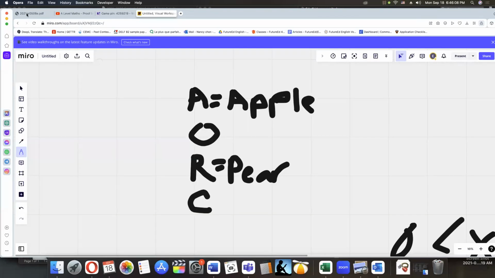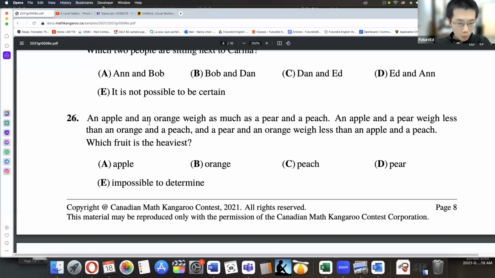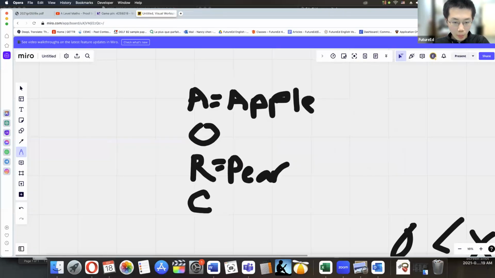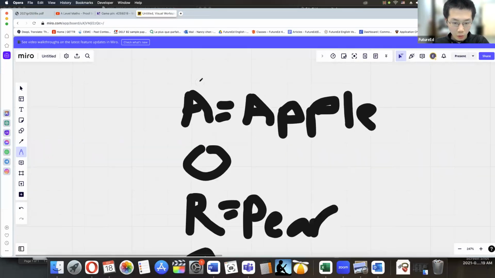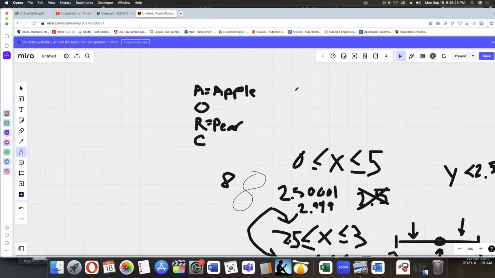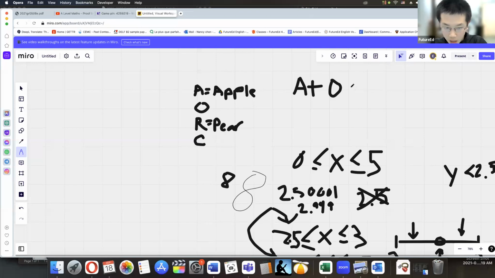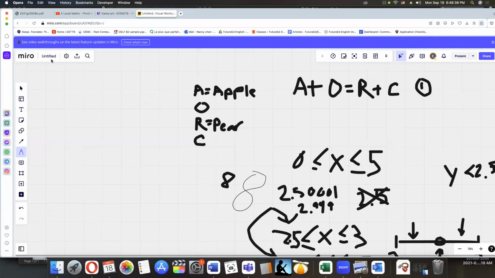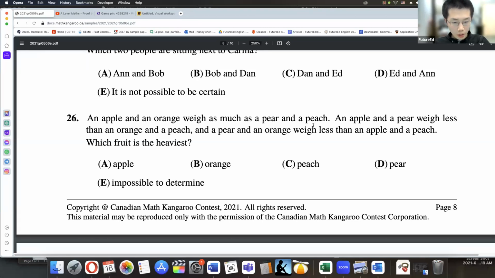This is just going to be our notation for this question. We see that an apple and an orange weigh as much as a pear and a peach. So apple plus orange weighs as much as a pear and a peach. It's the same as R plus C, whatever they weigh. This is our first equation. If we figure out one, we can figure out the other one. If you figure out three, you can figure out the last one.